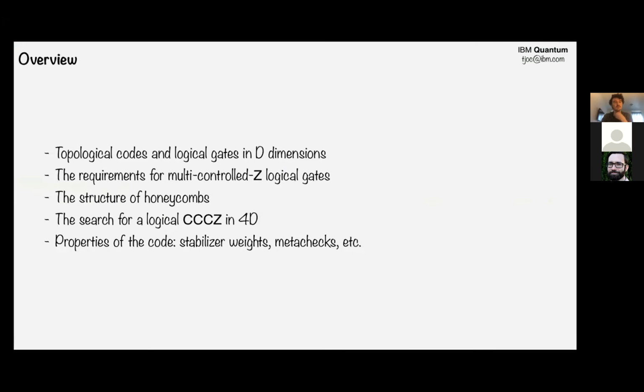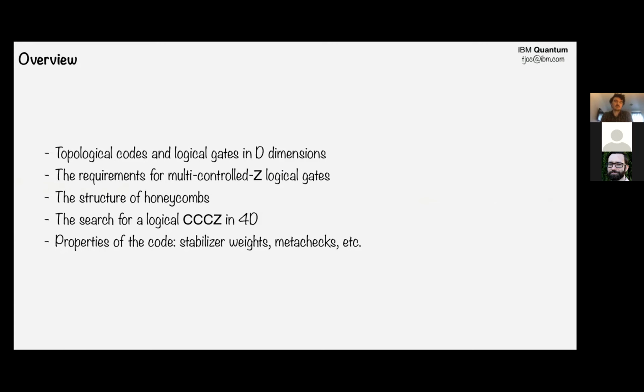Okay, so here's a little roadmap of what I'll be discussing today. Generally speaking, I'm going to review topological codes in D dimensions and what their restrictions are. And then I'm going to go over our requirements for multi-control logical Z gates in the context of CSS codes. So in this talk, I'll be talking only about CSS codes.